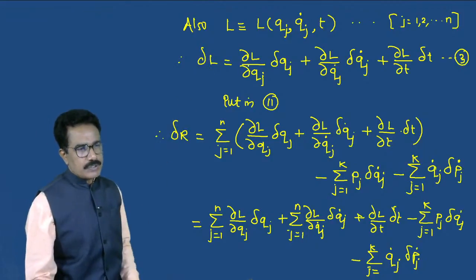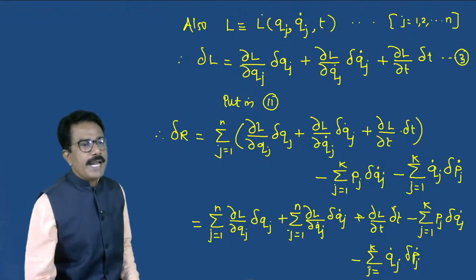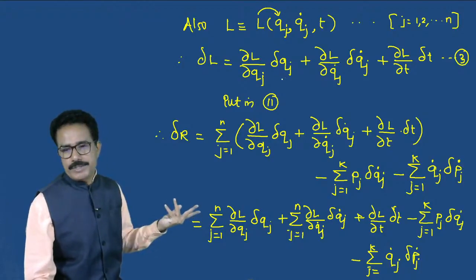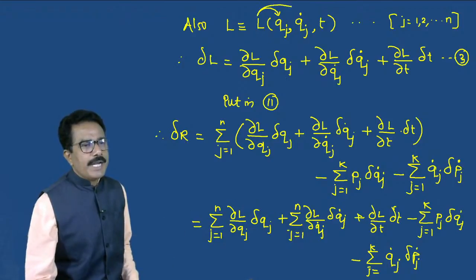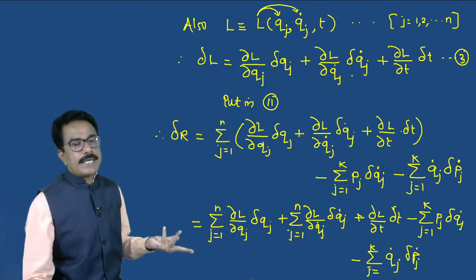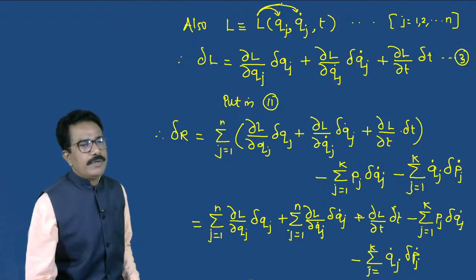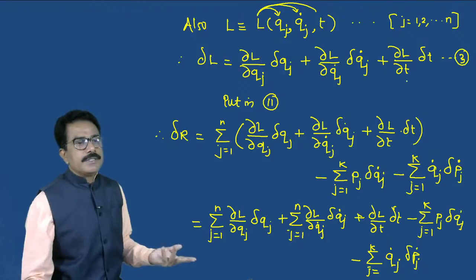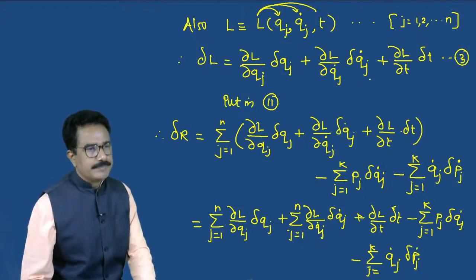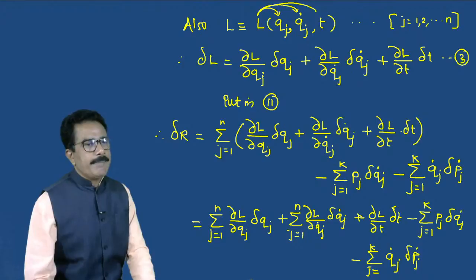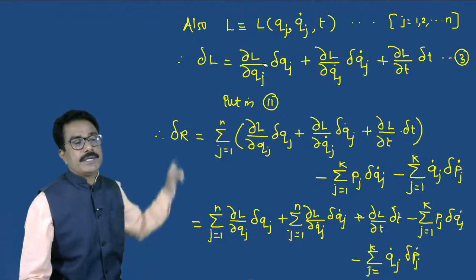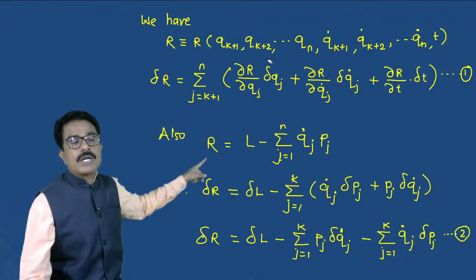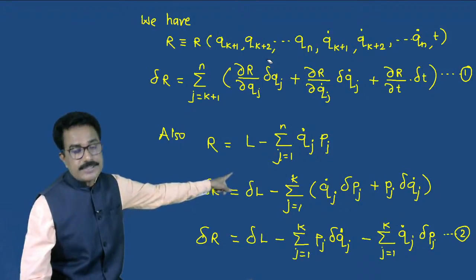Delta L is equal to dou L by dou qj into delta qj, plus dou L by dou qj dot into delta qj dot, plus dou L by dou t into delta t. Suppose this is equation number 3. This is the separate derivative of Lagrange's function. This is the separate derivative of Routh function in terms of Lagrange's function.